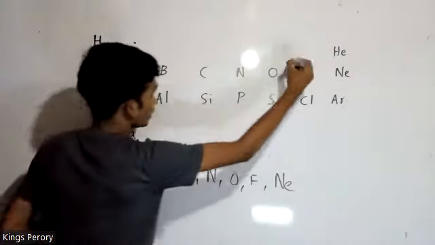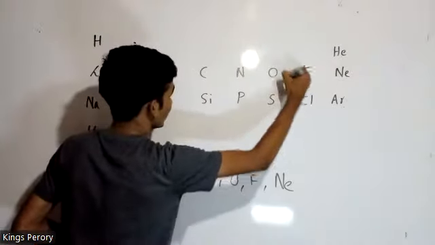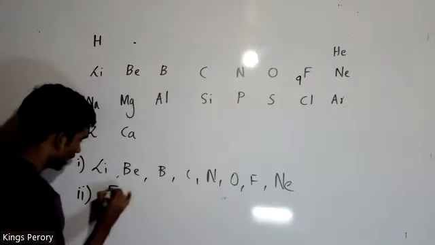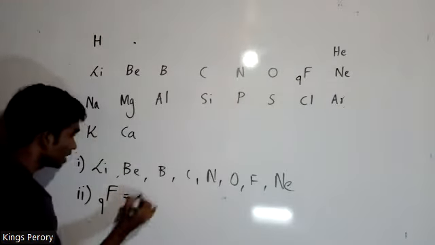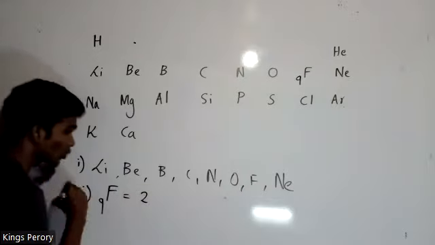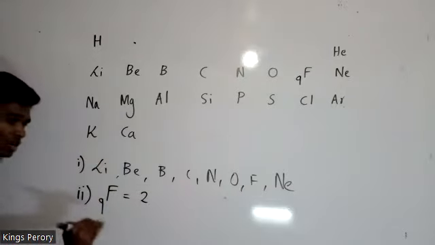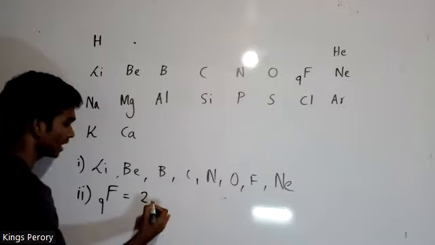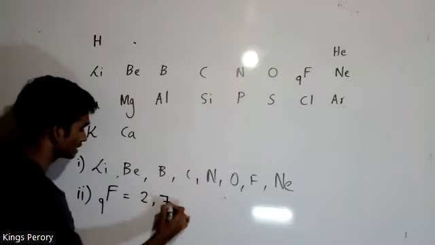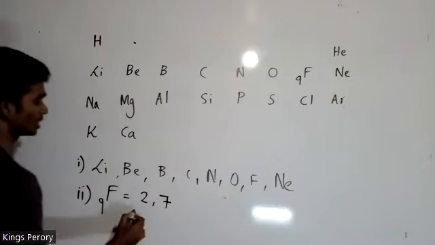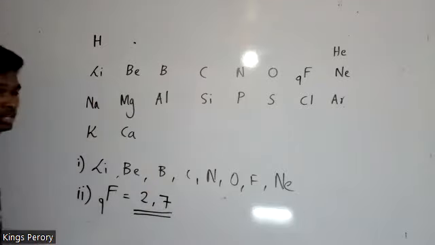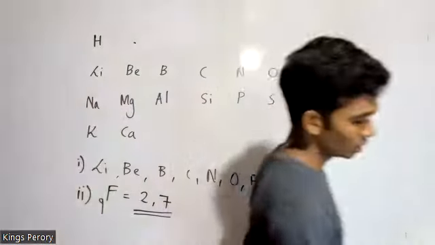Fluorine is the 9th element, so its atomic number is 9. If the atomic number is 9, the first orbital has 2 electrons. If 2 electrons are gone, how many electrons remain? 7 electrons. So there are 7 electrons in the second orbital. There you go, you have the electronic configuration of fluorine: 2, 7.